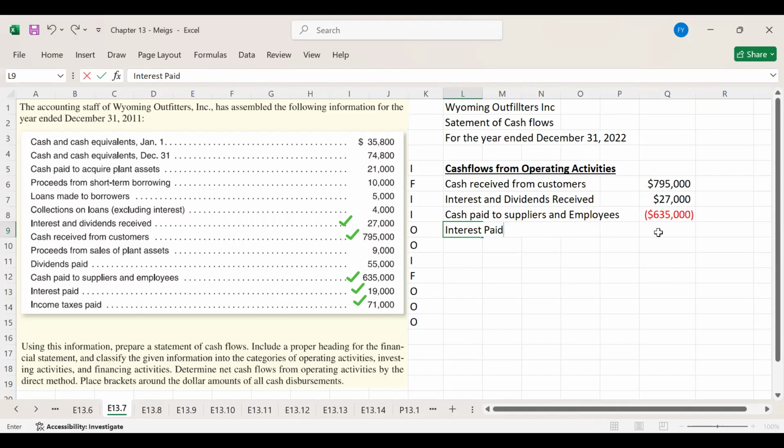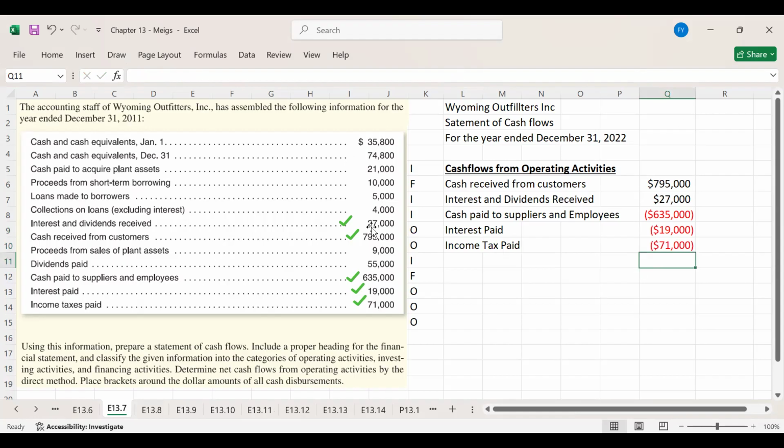The other is interest paid. The total amount is 19,000, so minus $19,000. Then we have income tax paid. Income tax paid is $71,000, and this should be with a dollar sign.